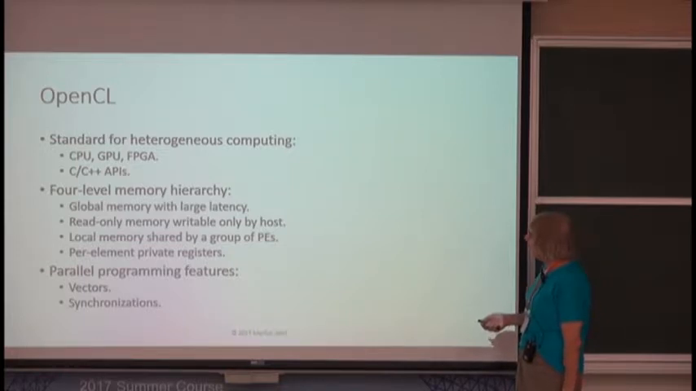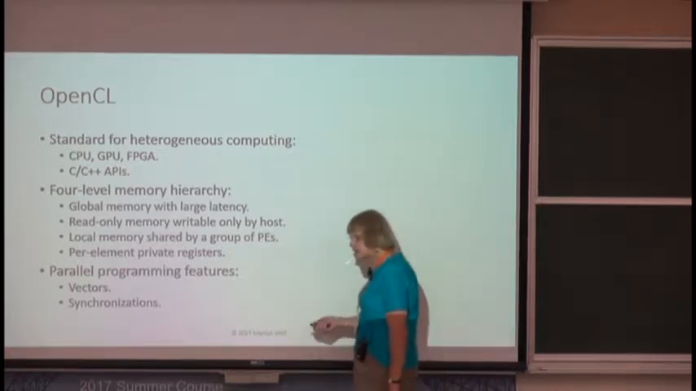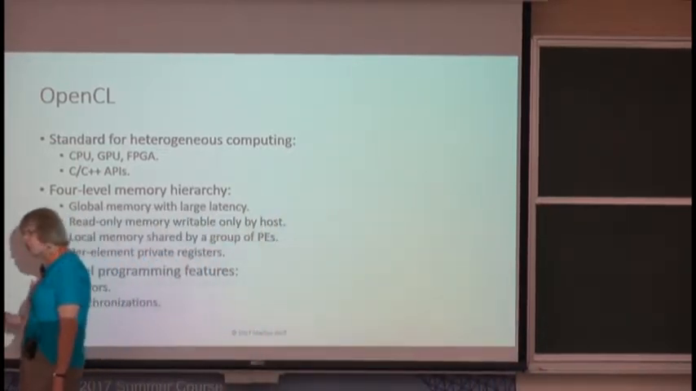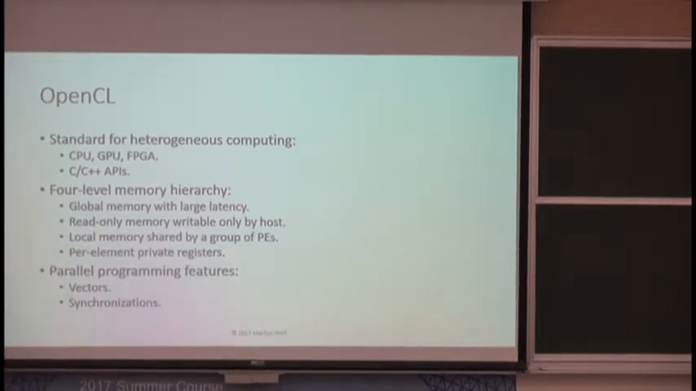Okay, so a slightly higher level of abstraction, OpenCL is a standard that was designed to support heterogeneous computing. I think it's fair to say it was originally motivated by the CPU-GPU combination, but it's also designed to support FPGAs. It has a real C++ API, right? So that you can call OpenCL routines from C or C++.